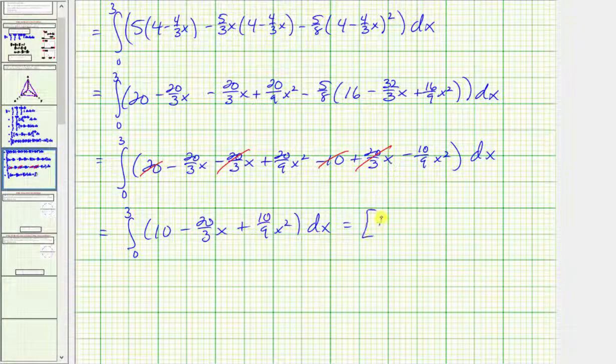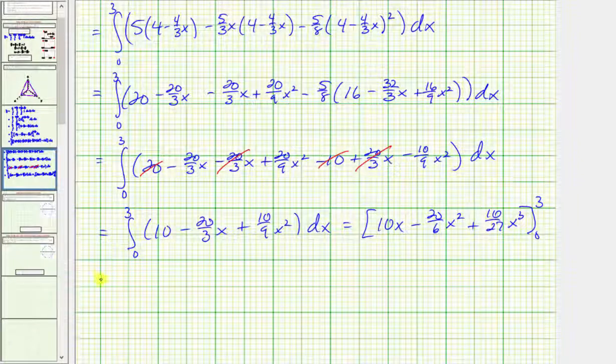So we'll have 10x and then minus 20/3 times x squared divided by 2. That's going to be minus 20/6 x squared. And then plus 10/9 times x to the third divided by 3, which is going to be 10/27 x cubed. So when x is 3, we have 10 times 3 minus, I know 20/6 simplifies to 10/3, but I'm going to leave it as 20/6 times 3 squared plus 10/27 times 3 cubed.